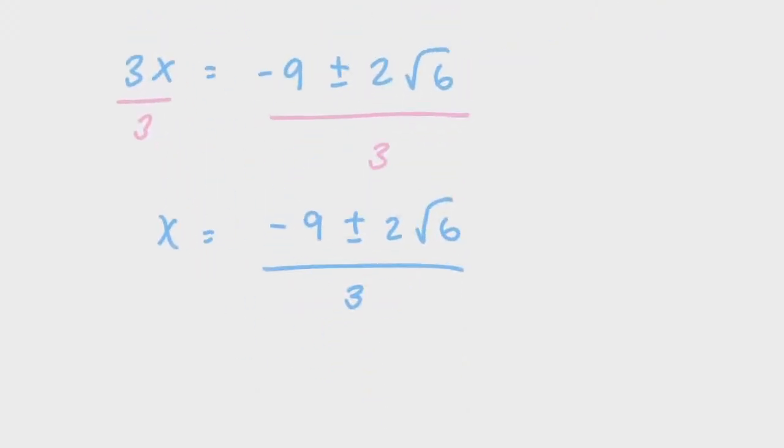And then we can see if we can simplify anything. We're going to be looking at the number in front, the number in front of the radical, and the denominator. So negative 9, 2, and 3 don't have anything we can divide every number by, so we can leave this as our final answer.